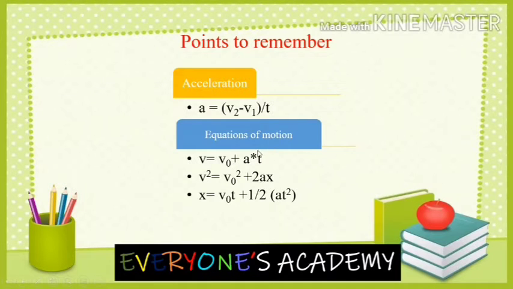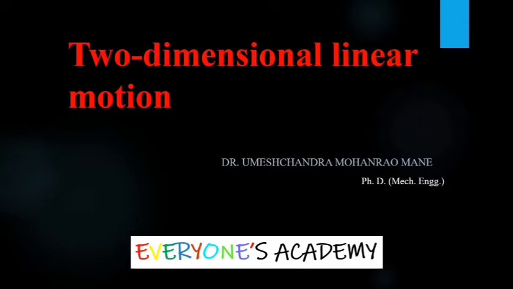Those are also known as equations of motion, that is v square equal to v0 square plus 2ax and x equal to v0t plus half of at square. We will study derivations of these equations later. In this session, we will only study linear motion.